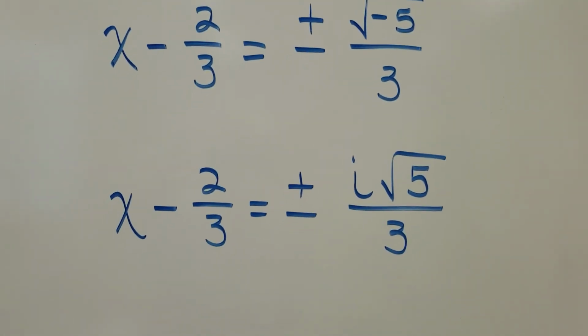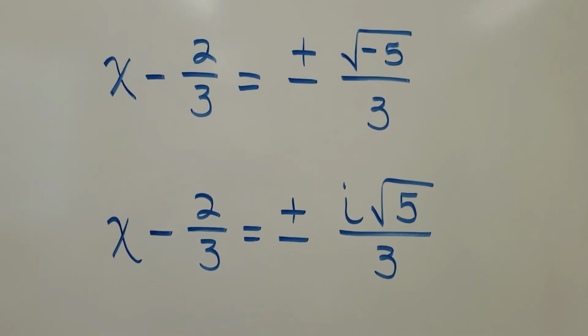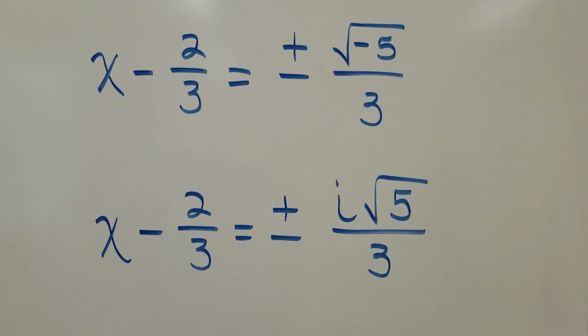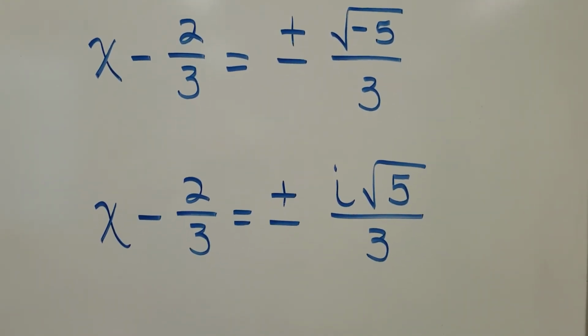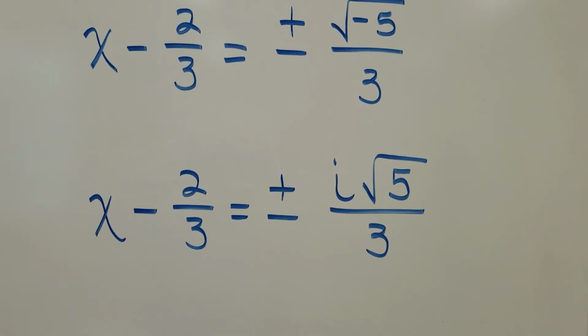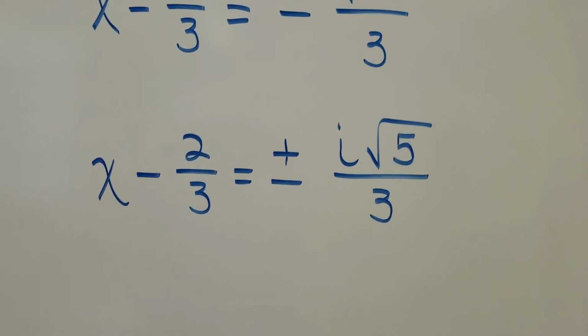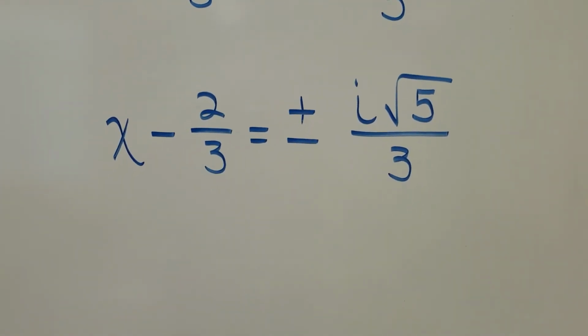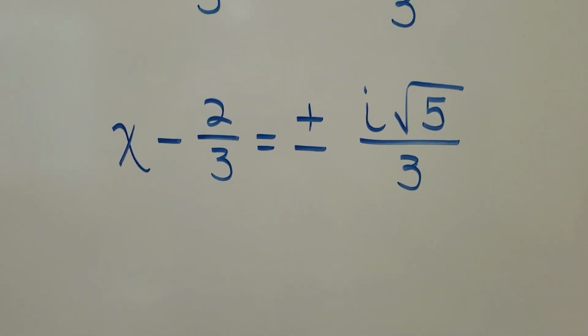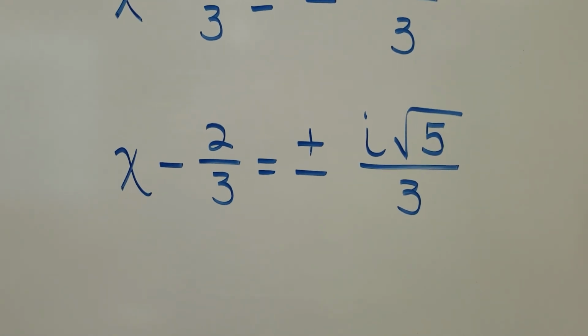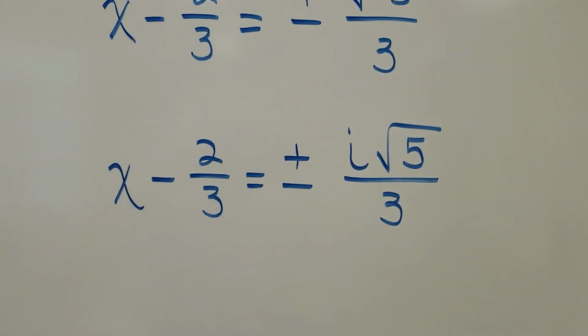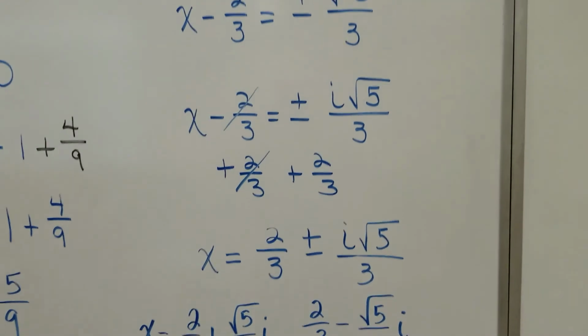Okay, so x minus 2/3 equals plus or minus, and remember, if we have a negative number under the radical, we can factor an i for an imaginary unit. We can factor that out of the radical. So you have i square root of 5 over 3. The last step to finish solving here is to get the x by itself. So what I want to do is add that 2/3 over to the right side. So let's take a second to do that.